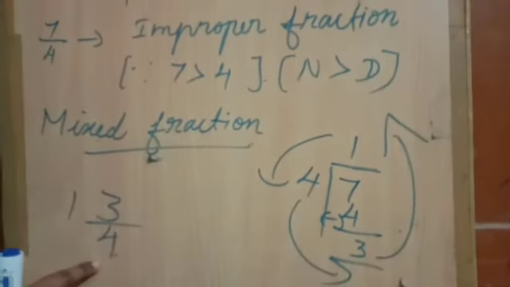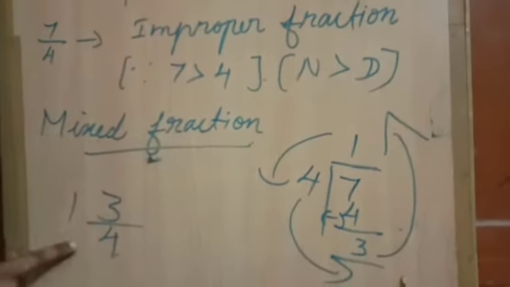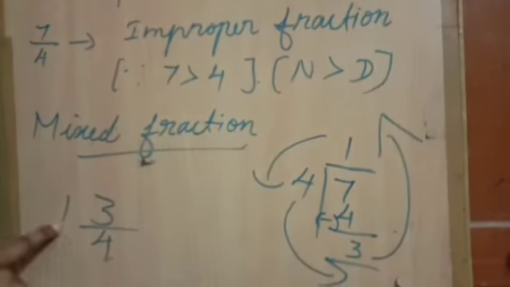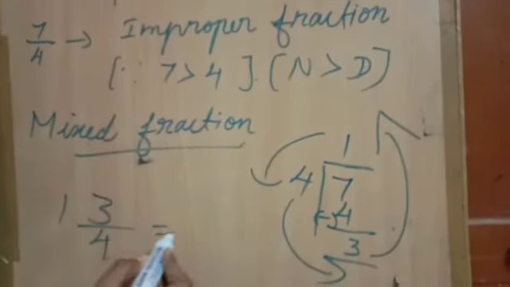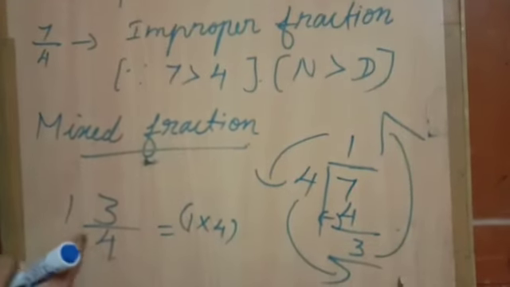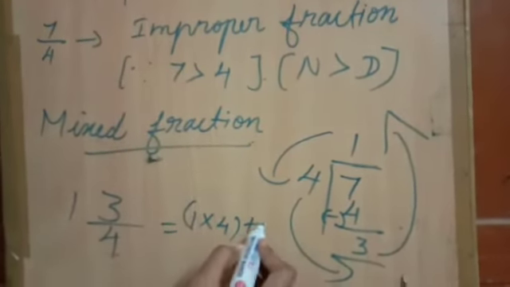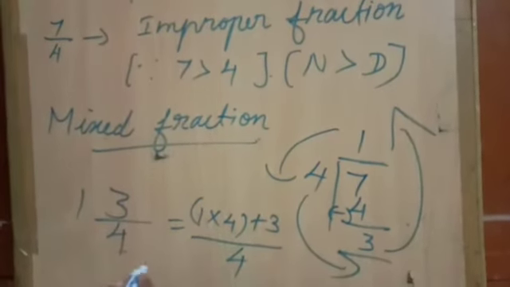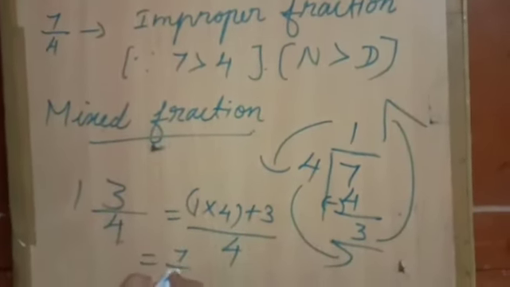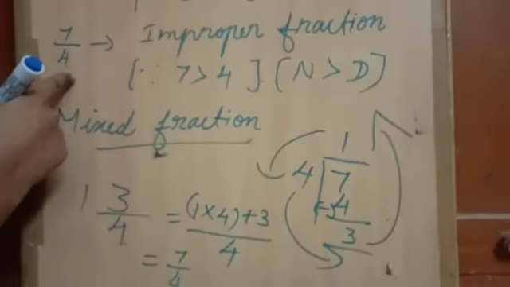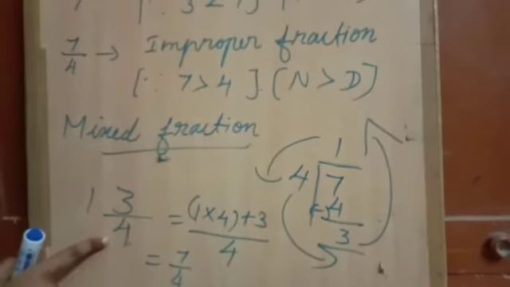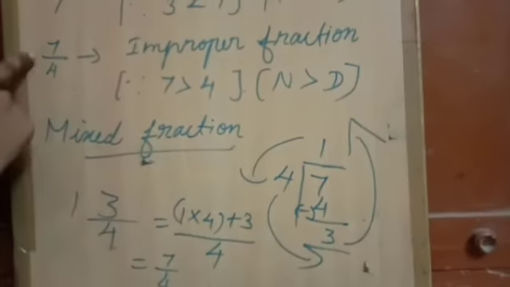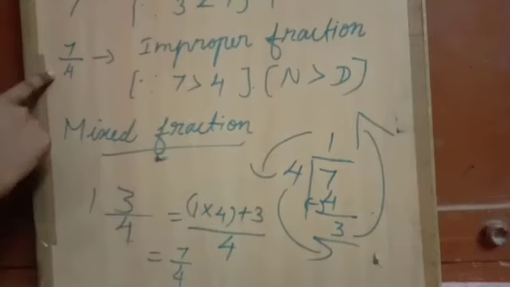Same way we can convert this mixed fraction into 7 by 4. To convert into improper, just multiply this whole number 1 with 4. 1 into 4. Then add that answer with the numerator. Divide by 4. Same denominator should be written here. 1 four is 4. 4 plus 3, 7. Did we get the improper fraction value? Yes. So we can convert improper into mixed fraction, and we can convert mixed fraction into improper. I hope you understood how to convert improper into mixed, mixed into improper.